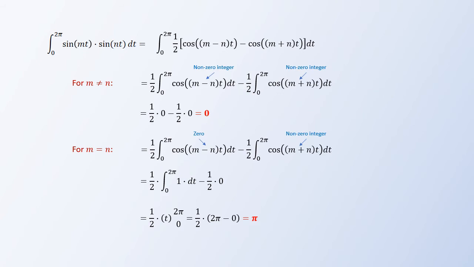So what we do is we say 1/2 t evaluated from 0 to 2 pi. Well, when we plug in those two values and subtract them, we'll get 2 pi minus 0, or 2 pi divided by 2, and that's going to just simply be pi.